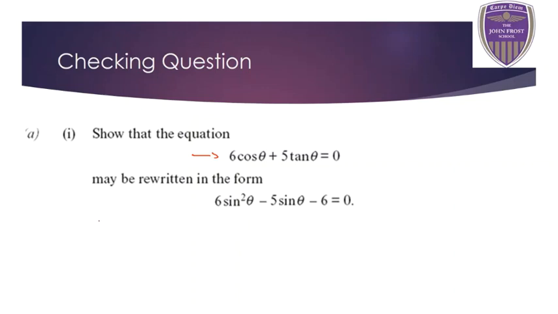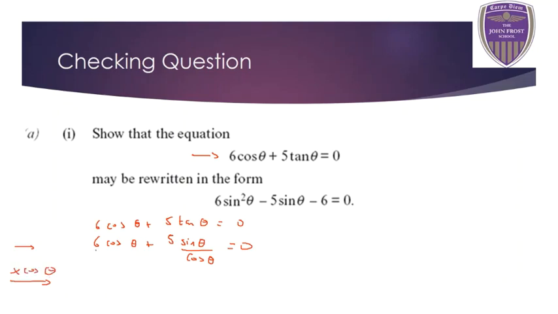If I write that down again, 6 cos theta plus 5 tan theta equals 0. Hopefully we know we can replace the tan theta, like we always do, by sine theta over cos theta, and that still equals 0. And then we would clear the fraction, always clear the fraction, by multiplying by cos theta.